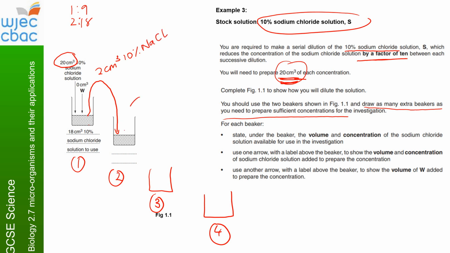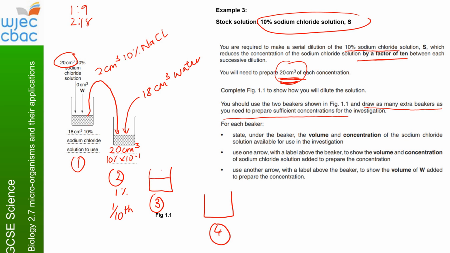In this beaker already, there will be some water. What is the volume of water? It's not going to be 10. It's going to be 18 cubic centimetres of water in this beaker. That's going to make our volume 20 cubic centimetres. And because we've diluted it, it's 10% times 10 to the minus 1. So 10% times 10 to the minus 1 is going to be 1% solution. So we've reduced this by a factor of 10. So we've taken 1/10.